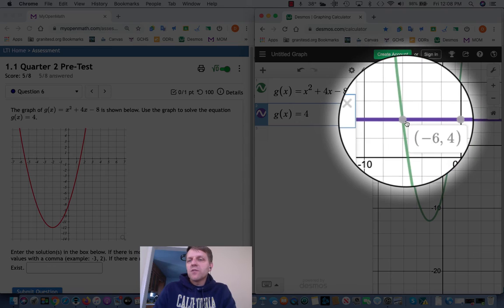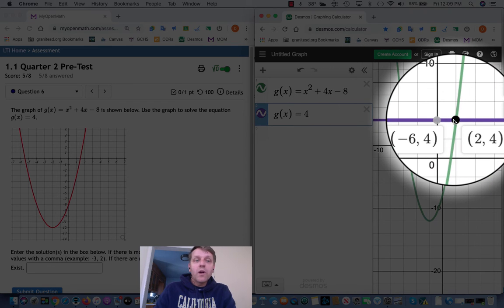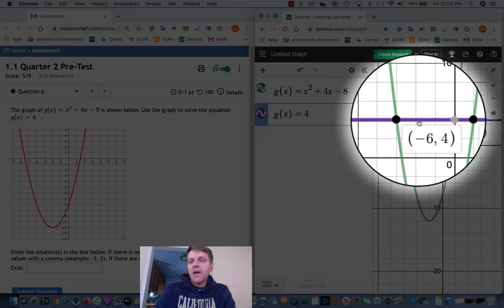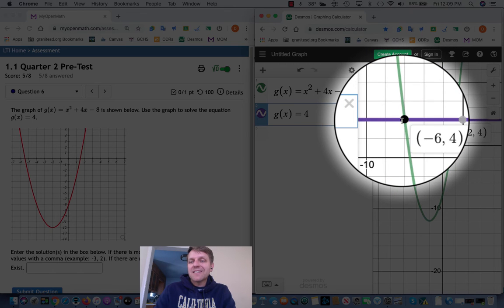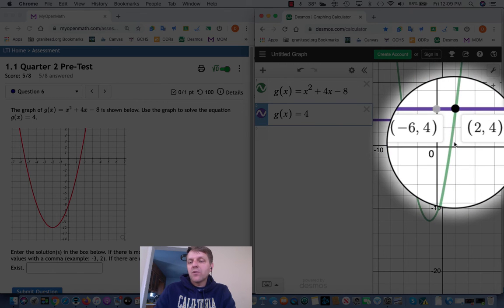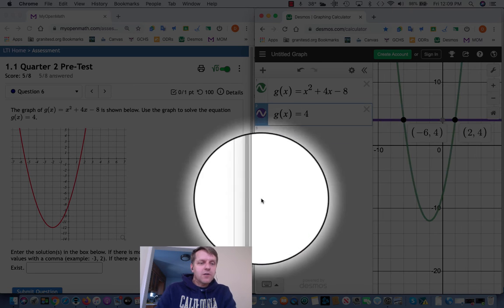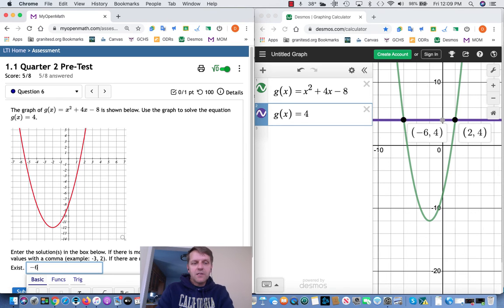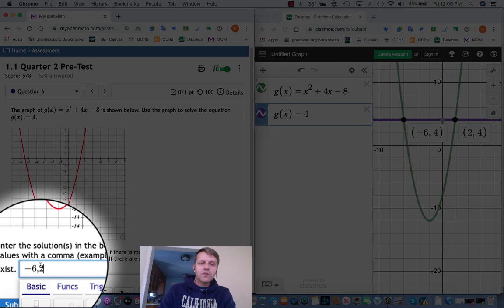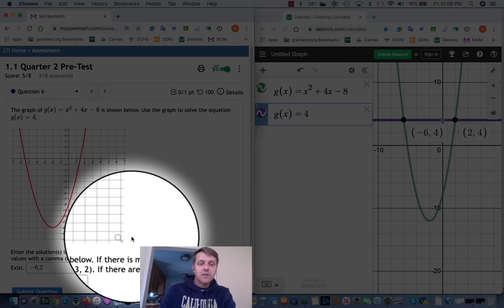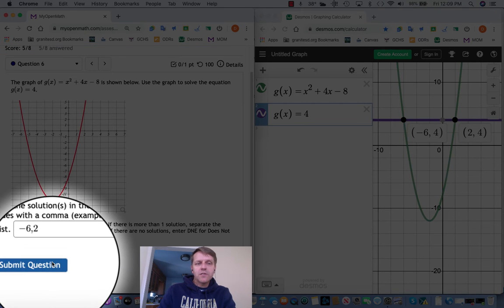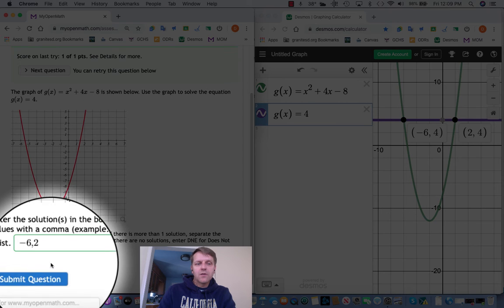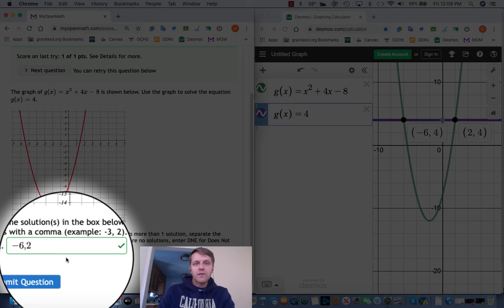All right, so we're saying when are they the same? Or another way to put that, when is the green parabola at the height of 4? And it's at the height of 4 when x is negative 6 and when x is 2. So let's say that. So it is at negative 6 and at 2. Those are the two places. Okay, let's submit the question. There we go. Turned green, we got it right.